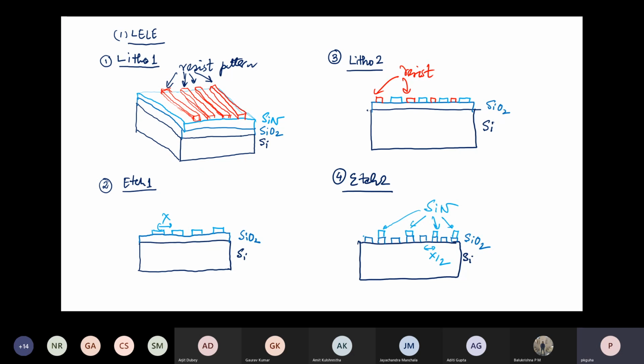So this is a way one can double the density of the pattern, but the number of steps increases. You see 4 steps: litho 1, etch 1, litho 2 and etch 2, which you can simply get away with in a conventional lithography system. You can simply get away with 2 steps, litho and etch, right? Here you need 4 steps. In fact, you need 5 steps if you want to remove your silicon nitride layer.